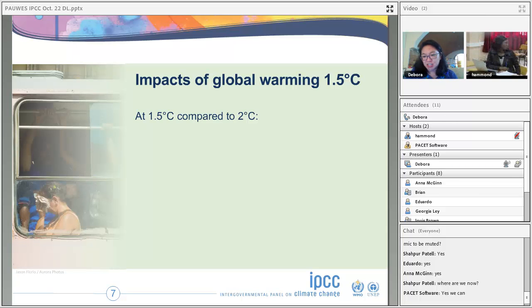Incremental adaptation is adaptation that maintains the essence and integrity of a system or process. So we can think, for example, in agriculture, when we use climate-resistant crops, like drought-resistant ones, that is considered incremental adaptation.